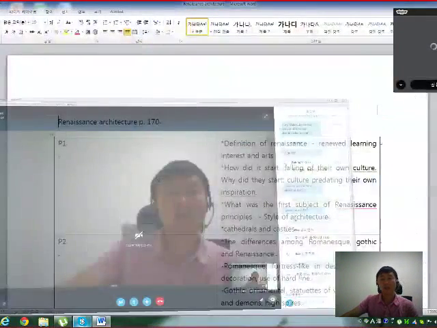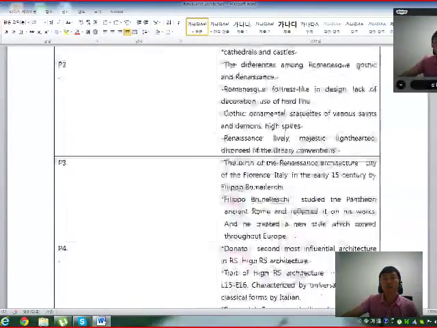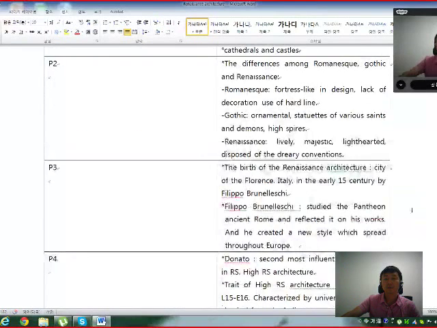Go ahead and go into screen share, and let's take a look at the notes that you have done so far. Can you see my screen? Yes, I can see your computer screen. Great.